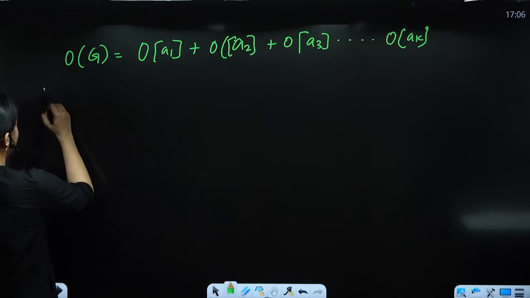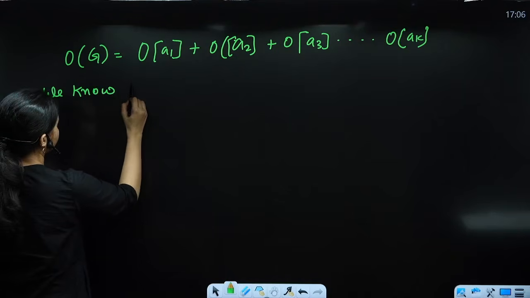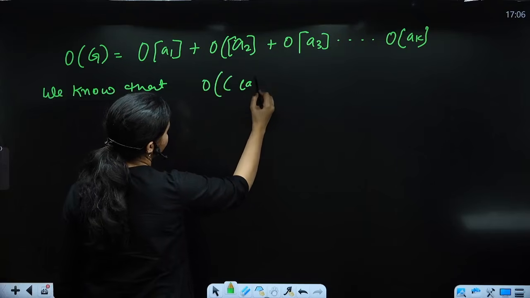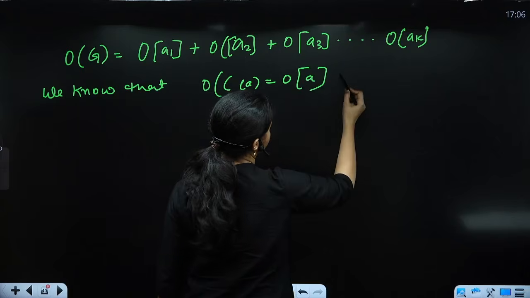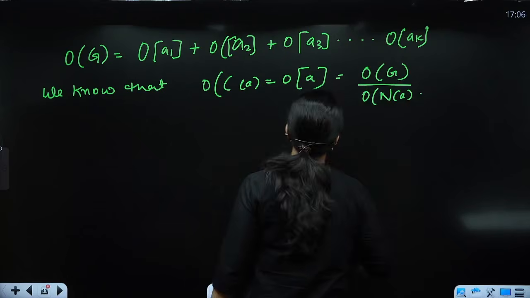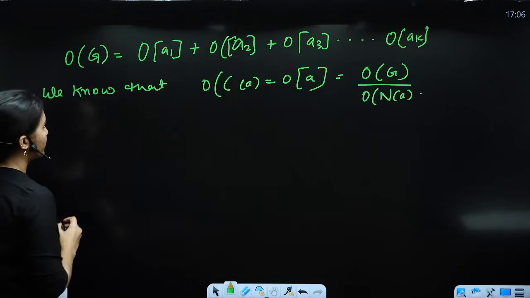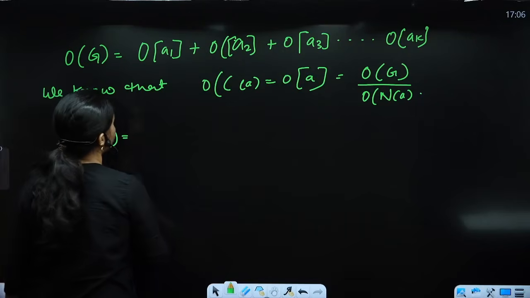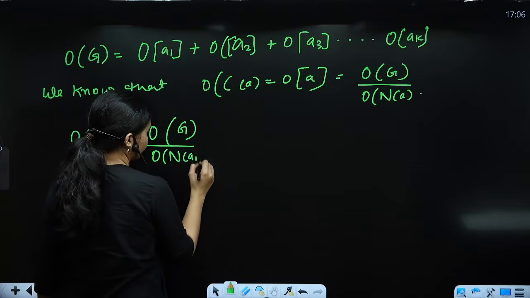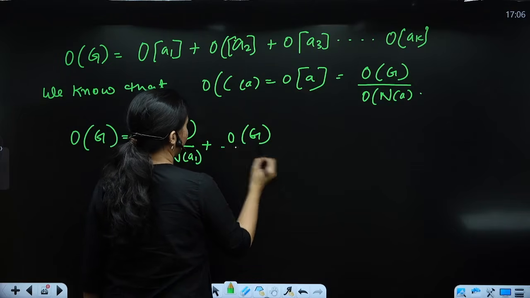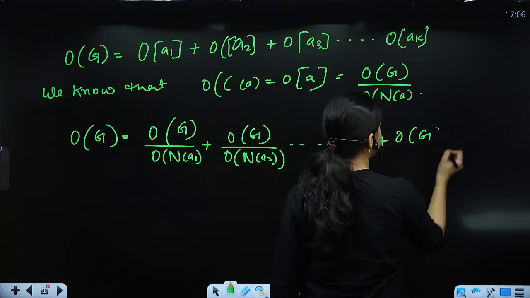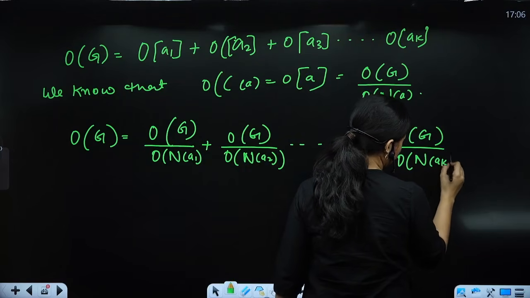Now we know that order of C of A, or order of conjugacy class of A, equals order of G upon order of NA, right? If I apply the same formula here, what is it going to be? So order of G equals order of G upon order of NA1 plus order of G upon order of NA2, till order of G divided by order of NAK, right?